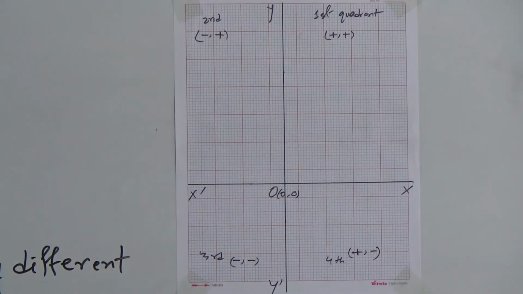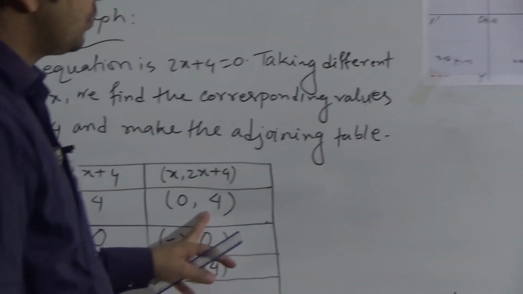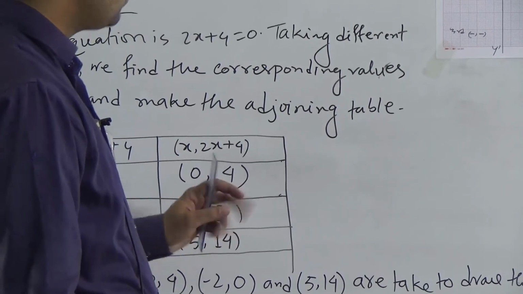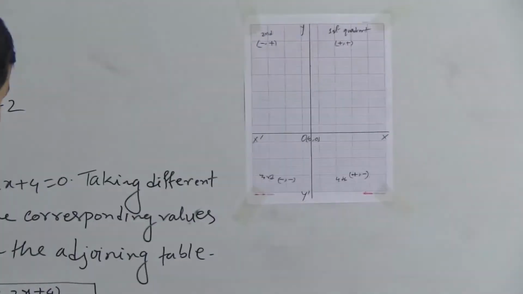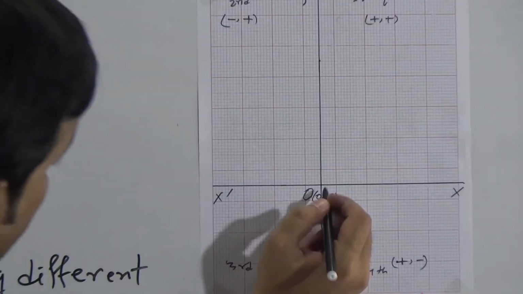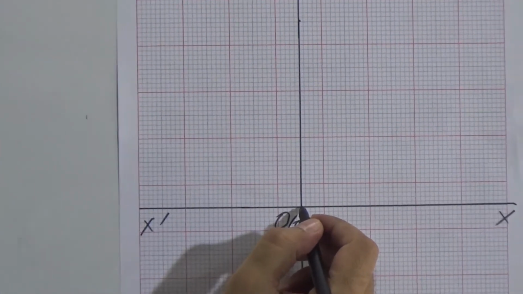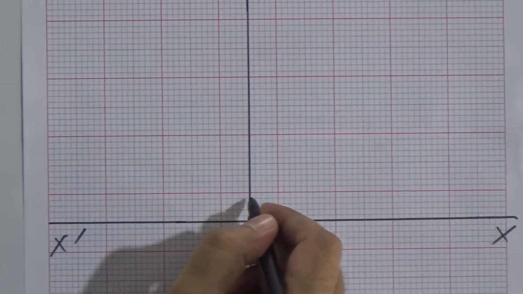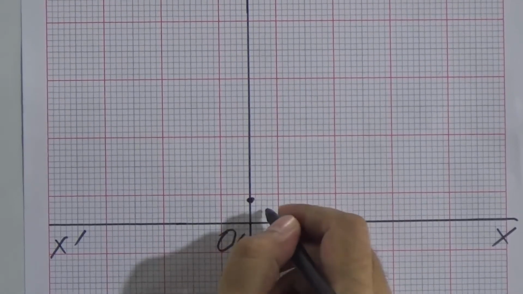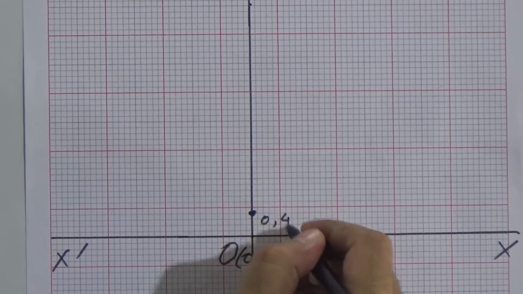Okay, dear students, now see how we can put the points. The first point is 0, 4. It means the value of x is 0, and along the y-axis we have to move 4 units. Along the x-axis it is 0, so we have to move 4 along the y-axis. So we can write the point 0, 4 here.